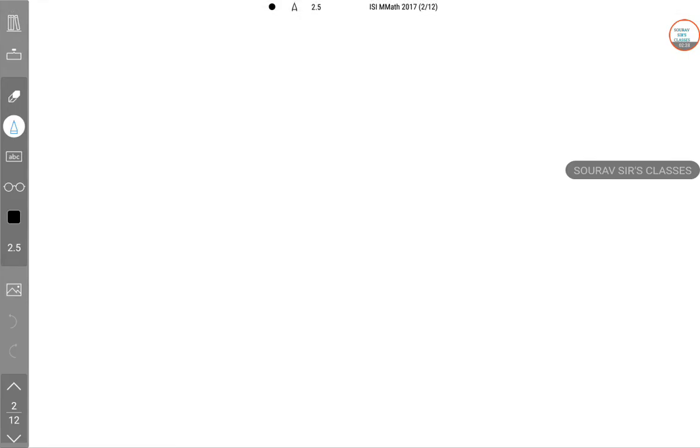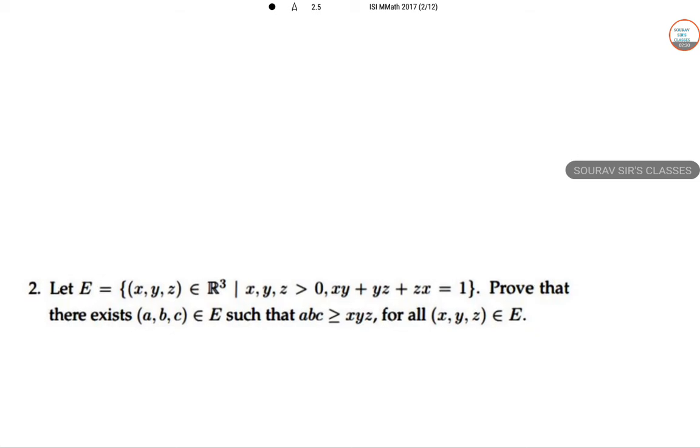Let's move to the next one. This one is again a real analysis based question. It says E equals the set of xyz in R, xyz greater than 0, xy plus yz plus zx equal to 1. Prove that there exists a, b, c such that abc is greater than or equal to xyz.